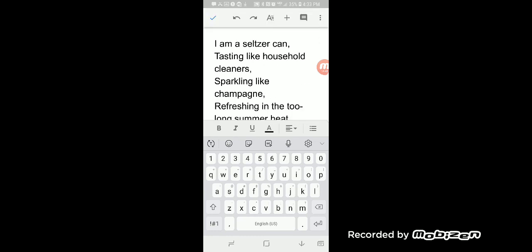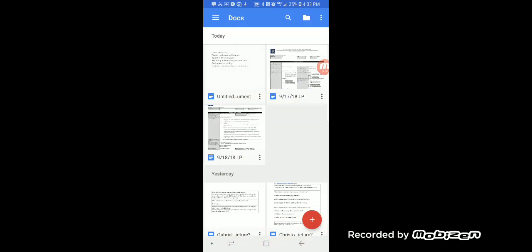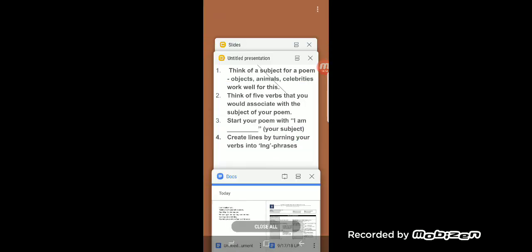I want you to do the same thing I did. I embarrassed myself, so it's fine. You should embarrass yourself. Those steps again. Number 1, think of a subject for a poem. Objects, animals, celebrities work well for this. Number 2, think of 5 verbs that you would associate with the subject of your poem. Start your poem with "I am" and your subject. Create lines by turning your verbs into -ing phrases. I want 5 lines for those 5 verbs. Bring that in tomorrow and we're going to practice. We'll talk more about how to practice those 4 exercises with brushstroke number 2. Anyways, bring that homework tomorrow and we're out.